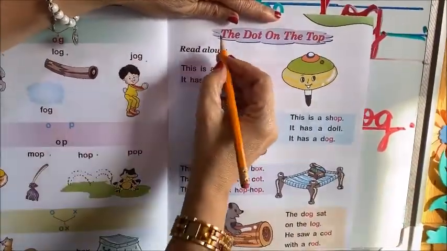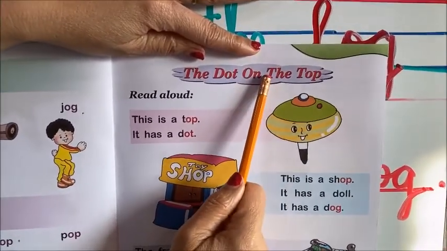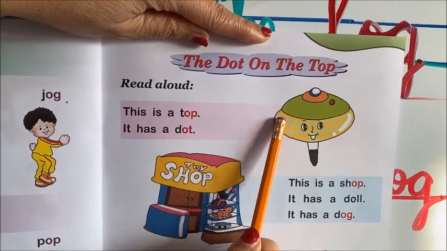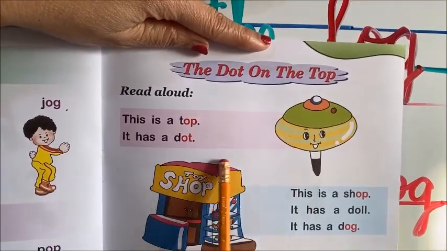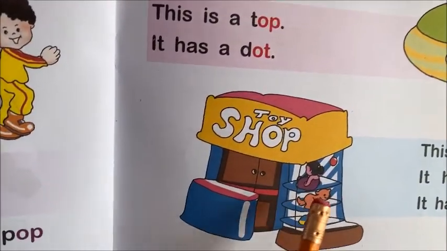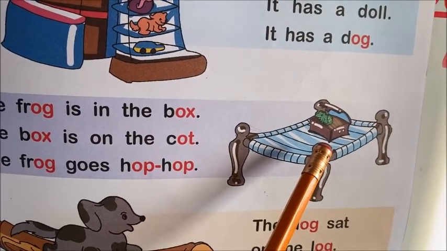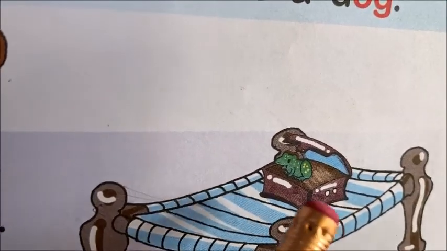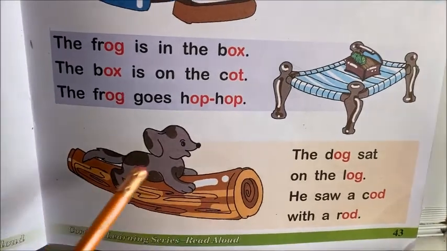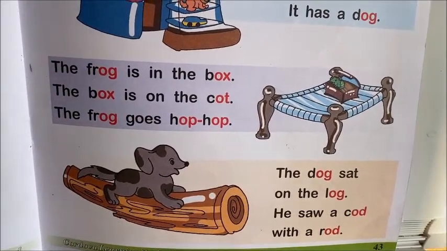Shall we read, children? T-H-E, the. Top, the dot on the top. This is the top and this is the dot. So now this is a shop, and in the shop there are toys, isn't it? There is a doll, there is a bear or a cat, and there is a small car. And in this picture we have a cart, and for me it looks like a box. This is a box, and there is a frog in the box as well. And here, this is the log, and there is somebody who is sitting on the log. Who is this one? This is the dog. Now let's see how to read this lesson.